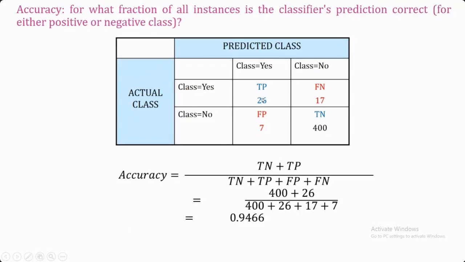This is one of the numerical examples. Out of the total number of instances, only 426 have been classified correctly. 26 were part of the true positive, and 400 were part of the true negative. So this is your correct classification. The accuracy is going to be 400 plus 26 divided by 400 plus 26 plus 17 plus 7. Whatever value you get, this is your accuracy.